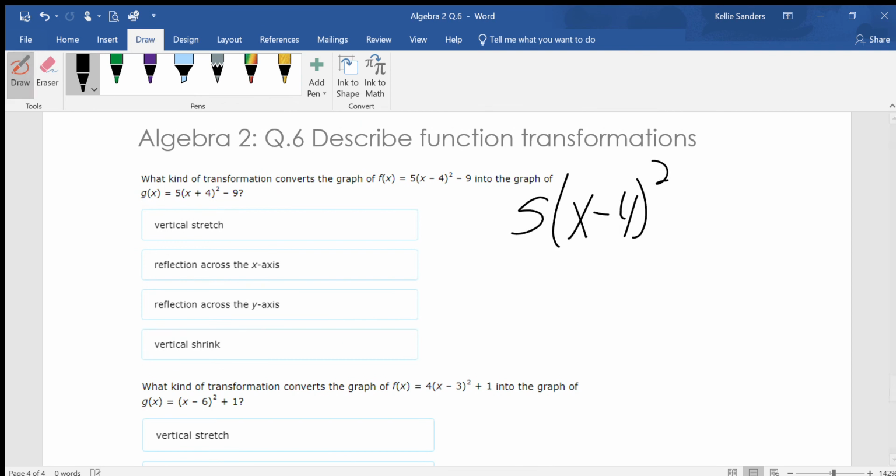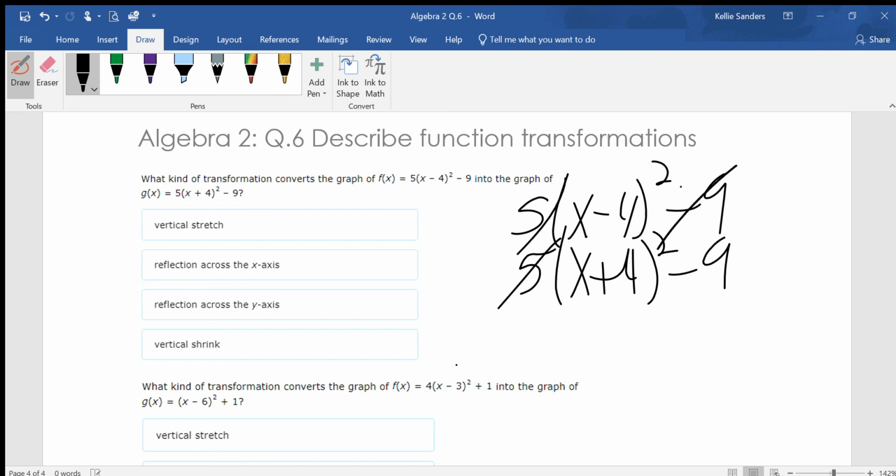5x minus 4 squared minus 9, negative 5x plus 4 squared minus 9. The rest didn't change. Only the x changed signs. If the x changed signs, think of the opposite of x, which would be y. So it's a reflection about the y.